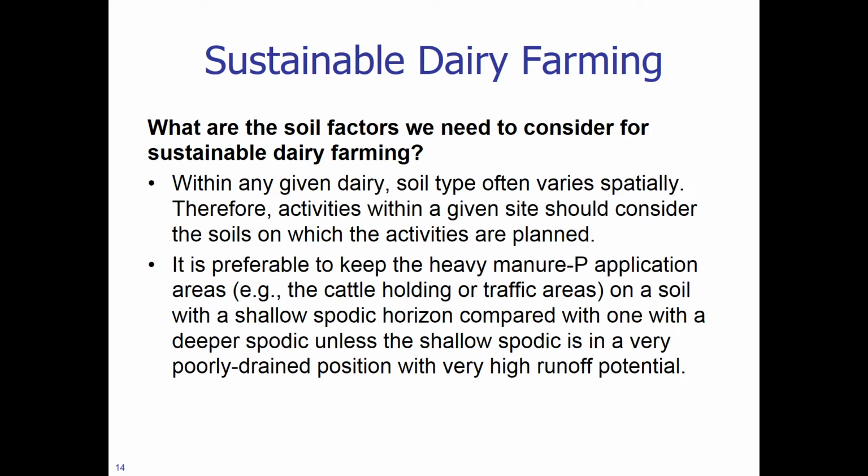So what are the factors we need to consider for sustainable dairy farming? Well, within any given dairy, the soil type often varies spatially. Therefore, activities within a given site should consider the soils on which the activities are planned. It is preferable to keep the heavy manure P application areas, for example the cattle holding or traffic areas, on a soil with a shallow Spodic horizon compared to one with a deeper Spodic, unless the shallow Spodic is in a very poorly drained position with very high runoff potential.